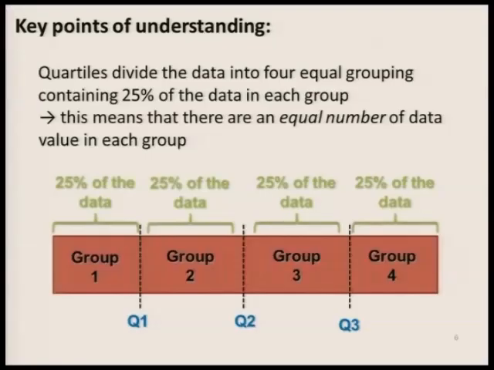So grade 12, the key point of understanding when you are busy with the box and whisker plot is that we must remember that the quartiles divide the data into 4 equal groups, but that these 4 equal groups depend on the set of data that you are having. Putting a quarter of the data in group 1, a quarter of the data in group 2, a quarter in 3, and a quarter in group 4.